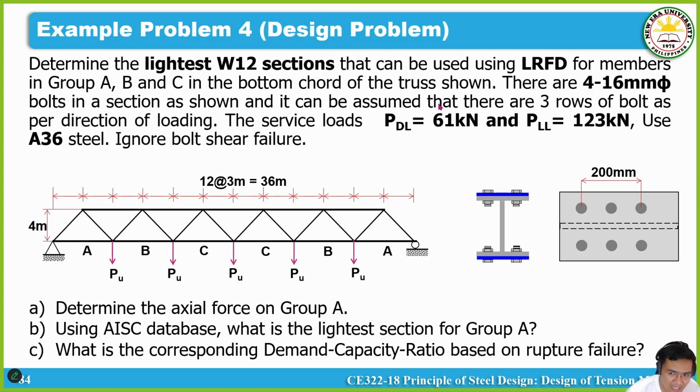Kasi nga as you can see here, given yung loadings mo, tapos hahanapan mo daw siya ng lightest or pinakamagaan na W12 section na papasa siya, considering all modes of failure na applicable. So yun, it's a design problem. Then from the section na dinefine mo, nag-include pa siya ng tanong for adequacy type of problem. Pinapahanap niya yung DCR or the demand capacity ratio. Okay? So sige, let's try to solve this one.